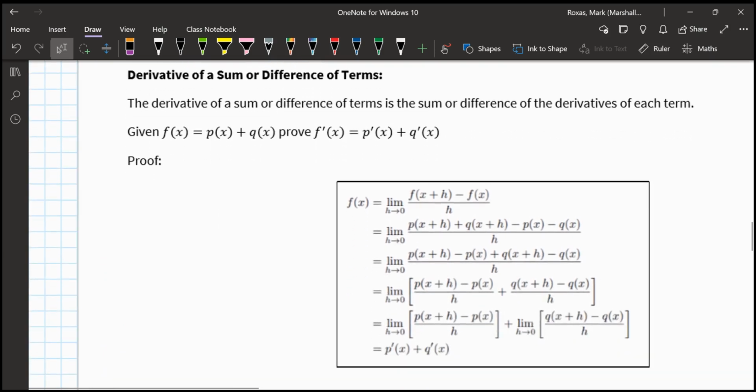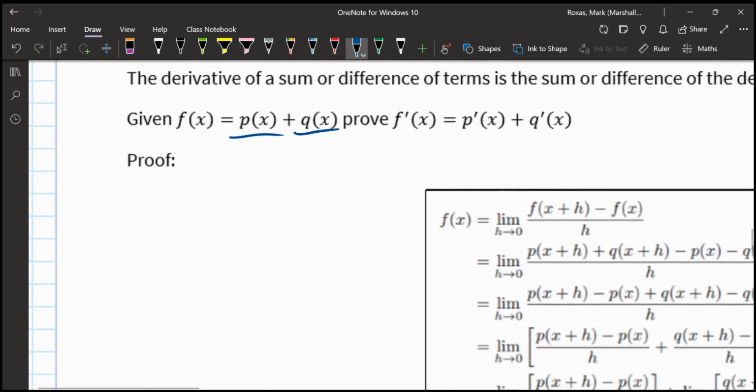Sum or difference of terms. So what if you have a function that is a sum of two other functions, a sum of two terms? Okay. Its derivative is the derivative of each term. Pretty simple, that one is.